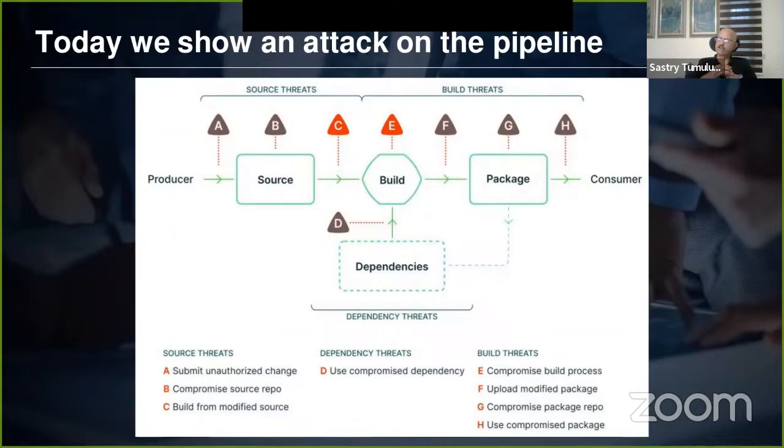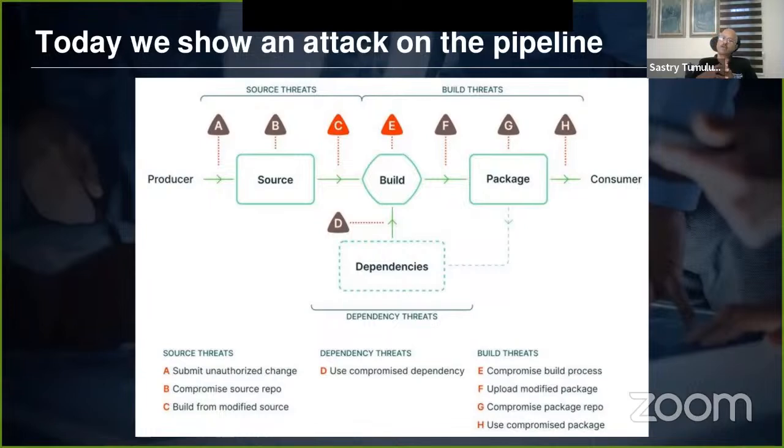C, build from a modified source. E, compromised build process. There is some rationale to showing this. A and B are possible to be seen probably by SLSA 4 only. They are not covered until SLSA 3.